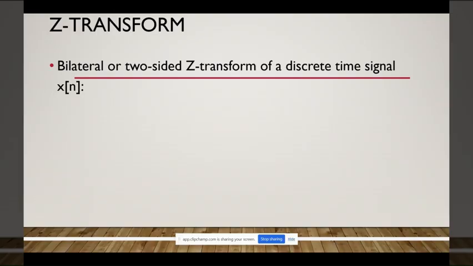Bilateral means two-sided sequence. The general formula for a two-sided sequence is X of z is equal to summation n is equal to minus infinity to infinity. This indicates the two-side signal handling, both the positive and negative axis, x of n into z power minus n. This is the general formula for Z transform.